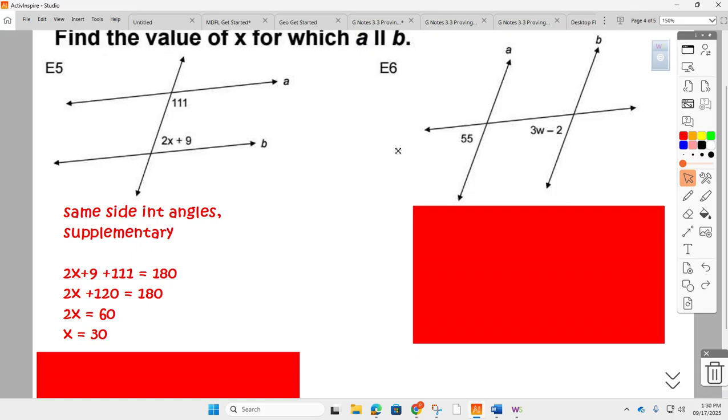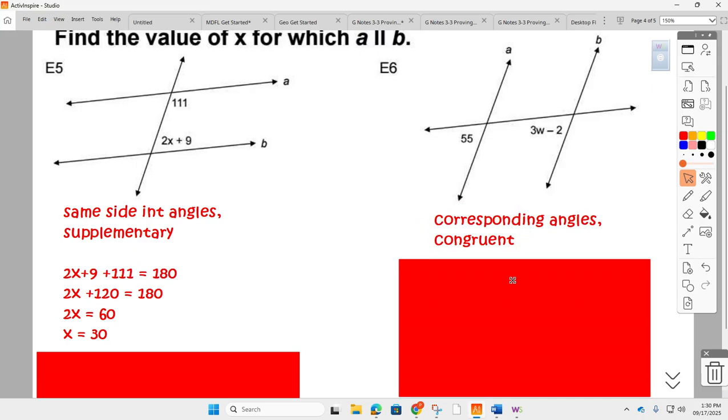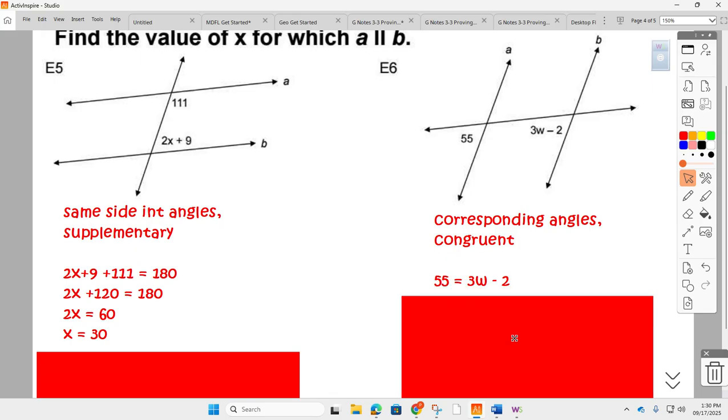So, what do we know about corresponding angles if A and B were parallel? Carlin? Congruent. They would be congruent. What does it mean to be congruent, Chris? They equal each other or their measures are equal. So we could write an equation where we set them equal to one another. So corresponding angles are congruent. And we're going to set each angle equal to one another.